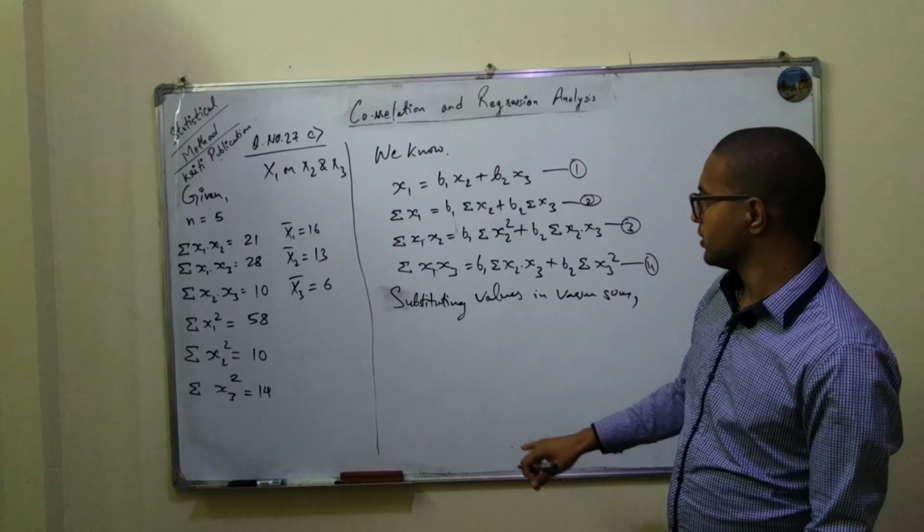summation x2 dot x3 is 10 b2. How could that be? Okay, these and these are the same, that's why. So this will be our fifth equation. The sixth equation would be x1 dot x3, 28, equals to b1 x2 dot x3 would be 10 b1 plus x3 square is 14, right?